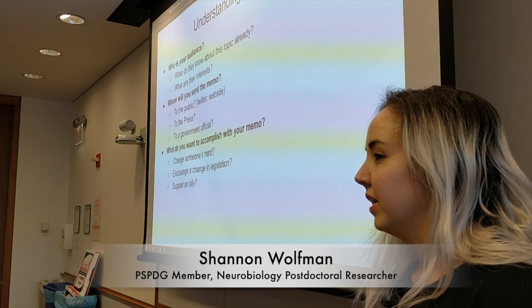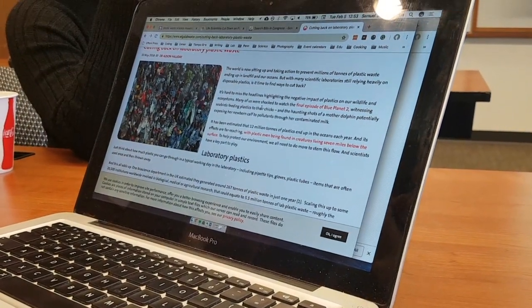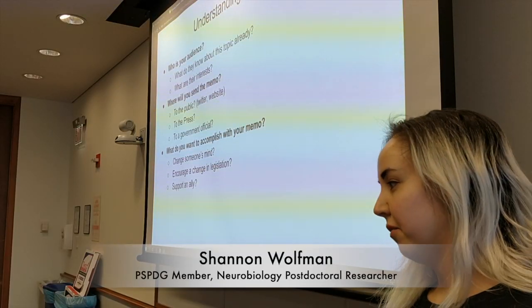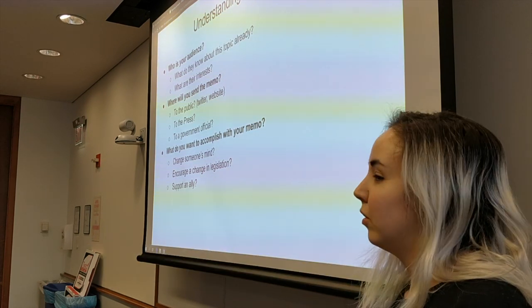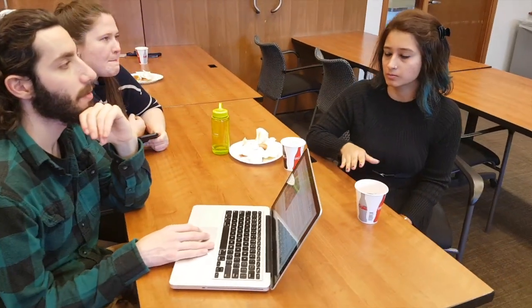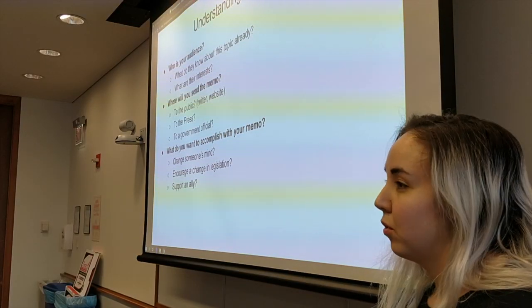Who is your audience? Who are you writing the memo for? What do they know about the topic, and what are their interests? Figure out where you're going to send the memo. Are you going to give this to a government official, to the press, to the public? And that will determine the level that your writing is at. You also need to think about what you want to accomplish with the memo. So are you trying to persuade someone to push a bill, to support an ally?